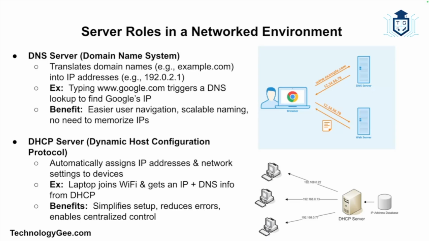Next, we have what is called the DHCP server, or the Dynamic Host Configuration Protocol server. And the DHCP server automatically assigns IP addresses to devices on a network. And this simplifies administration by removing the need for manual IP configuration. So as an example, when a laptop connects to Wi-Fi, it receives an IP address, a default gateway, and DNS information from the DHCP server automatically. So the benefits are it reduces error and it allows for faster deployment and centralized control.